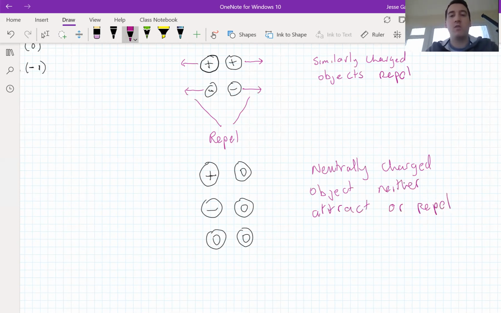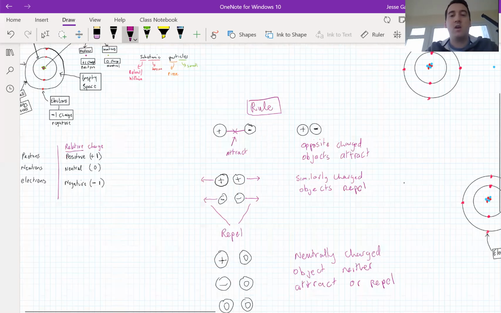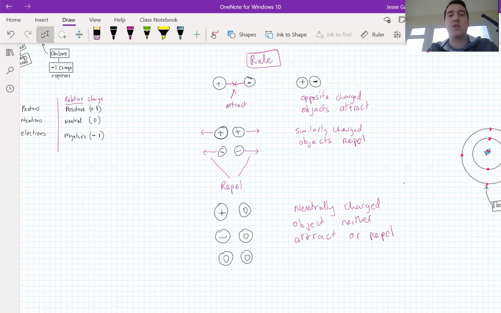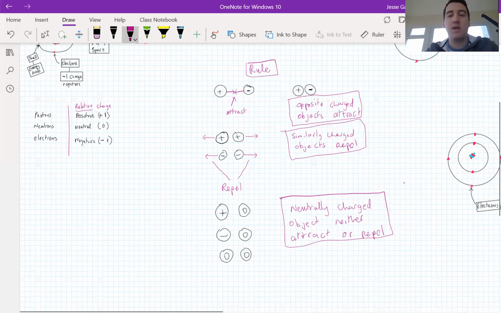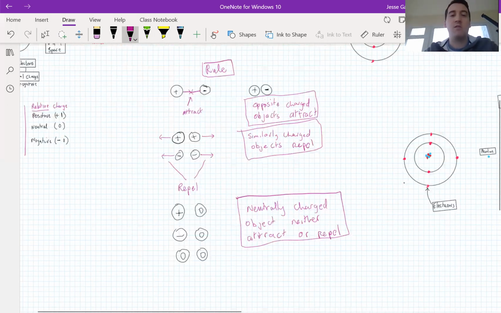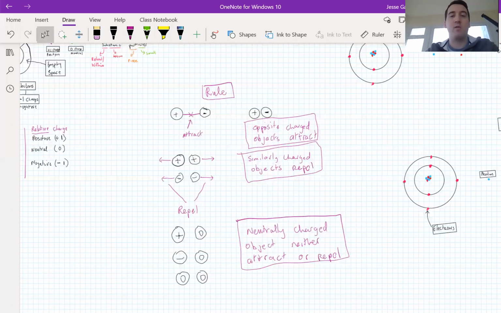So those are the three rules of charge. Oppositely charged objects attract, similarly charged objects repel, and neutrally charged objects neither attract or repel. So at this stage, wherever you take down your notes, it's probably a good idea to take note of the rules of charge. If the diagrams help you to remember, then you can take them down, but it's probably a good idea to take down the three rules.